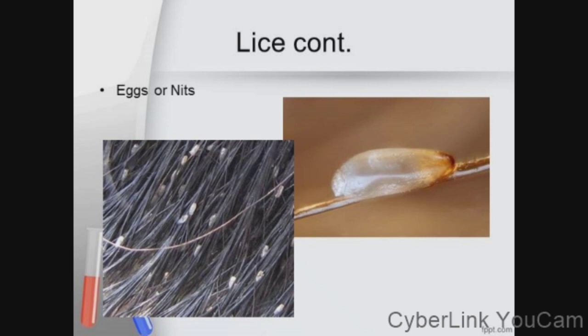Nits found several millimeters from the scalp are now empty egg cases, and each is tightly glued to the base of the hair shaft nearest the scalp with chitin. You can see this. They're near the scalp. The eggs are usually deposited 1 to 4 millimeters from the scalp and hatch within 6 to 10 days. Only eggs deposited by inseminated female lice will hatch, and they may persist for months, even after treatment, if not removed.